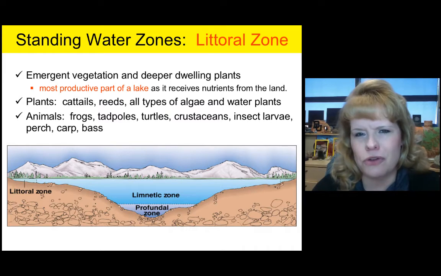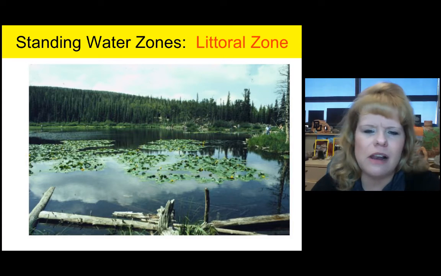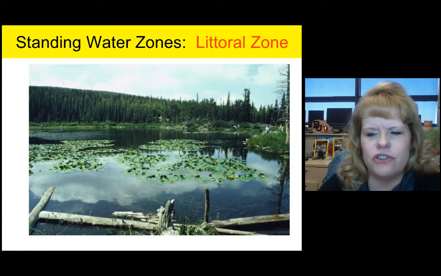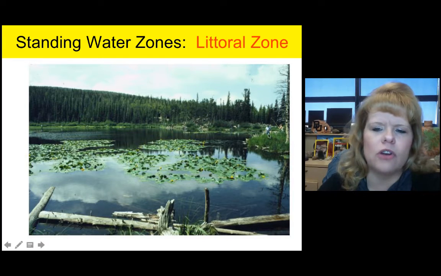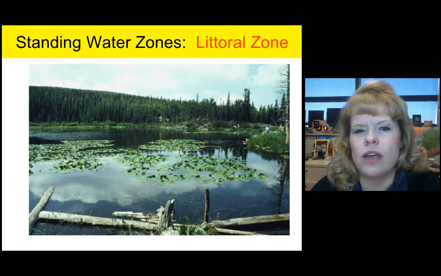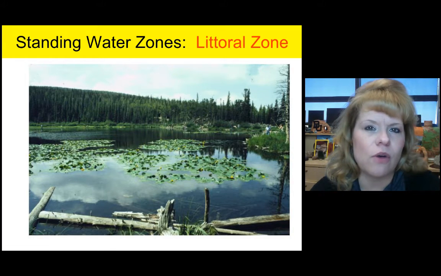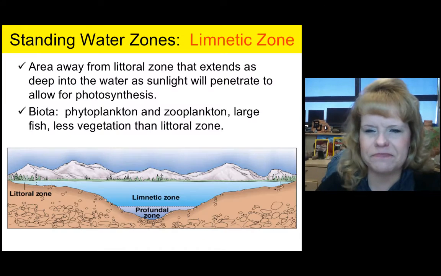Remember, the littoral zone is the most productive part of a lake. This would be classic littoral. You can see the edge of this lake system, shallow water right in here. You can see some emergent plants, some deep-rooted plants here, and then some wetlands plants along the perimeter right here. So if you have a healthy littoral zone, that can be important to the health of the overall ability of that lake to handle nutrient loading.